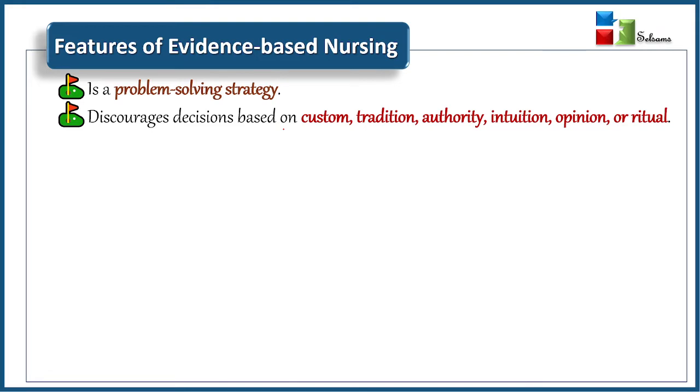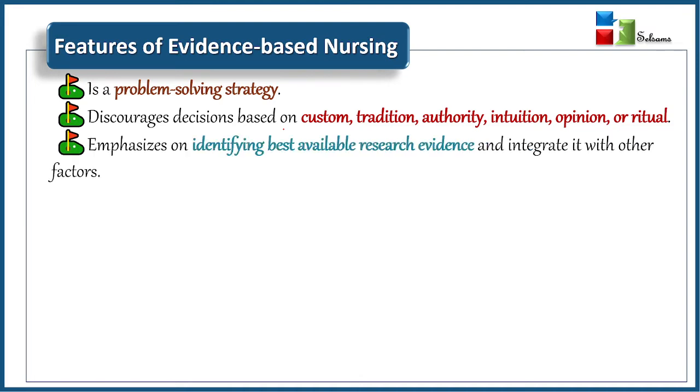Intuition means it is like some sixth sense. Looking at something in one shot you judge it, and that is going to be wrong actually. Opinion also: my opinion differs from others. And ritual, which keeps being followed. Evidence-based nursing discourages all these decisions based upon custom, tradition, authority, intuition, opinion, and ritual. It emphasizes identifying the best available research evidence.